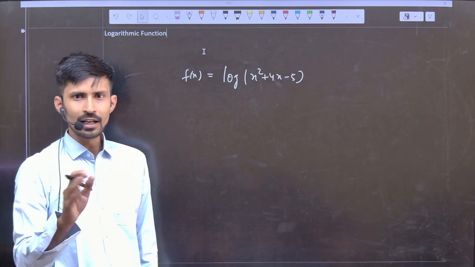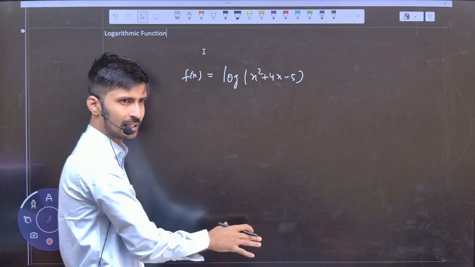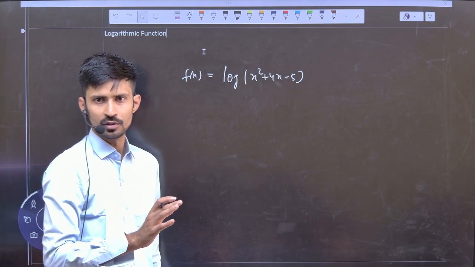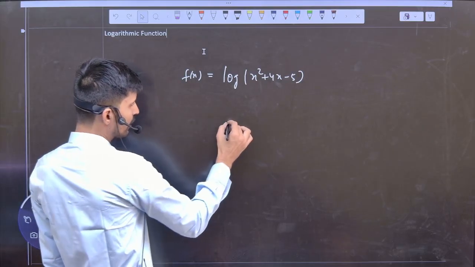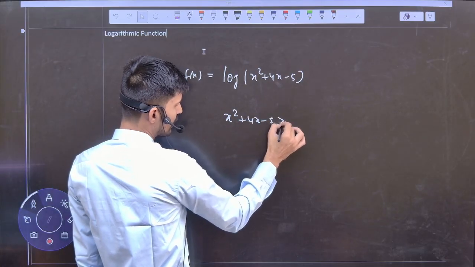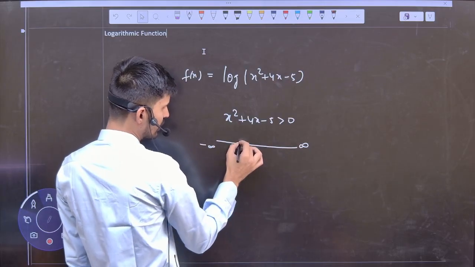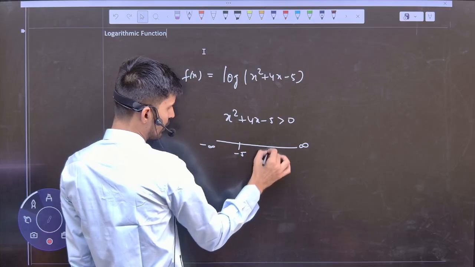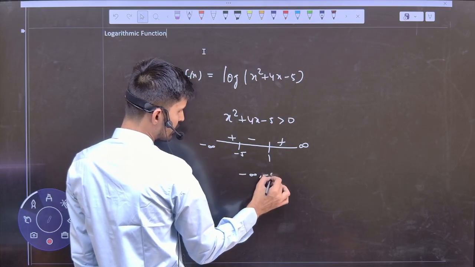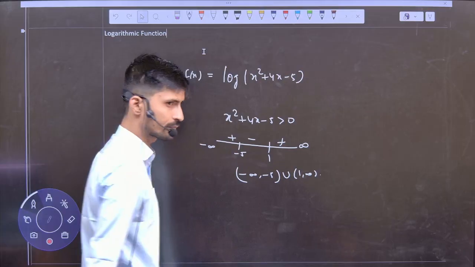So that rule I am skipping. I am not telling you the rule, but I am only going to write mathematics. I am going to see whether you know that mathematics or not. So I will write one inequality: x square plus 4x minus 5 greater than 0. I will draw a number line, minus infinity to infinity. I will mark minus 5 and 1, with signs plus, minus, plus, greater than 0. And so the answer will be minus infinity to minus 5 union 1 to infinity.